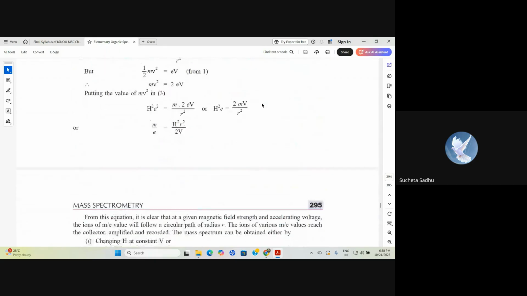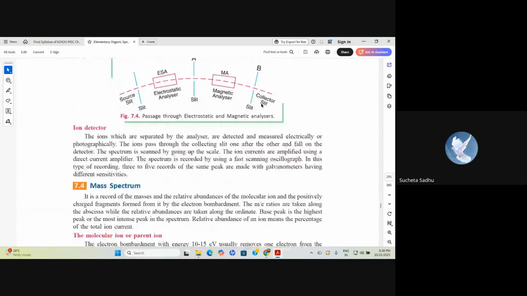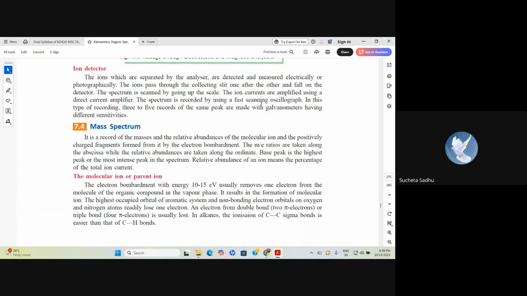Sir, another doubt. How is the detector detecting whether it is neopentane or pentane? What standard is used to calibrate it? It will not detect whether it is neopentane, isopentane, or whatever it may be. It will detect only its mass. What is the mass of that ion? It will detect that much.